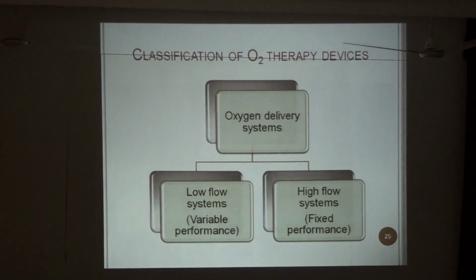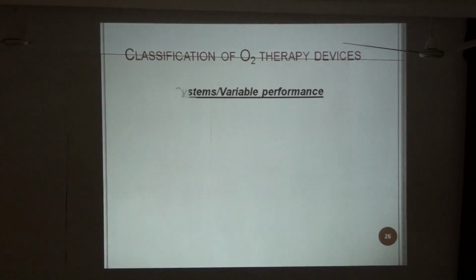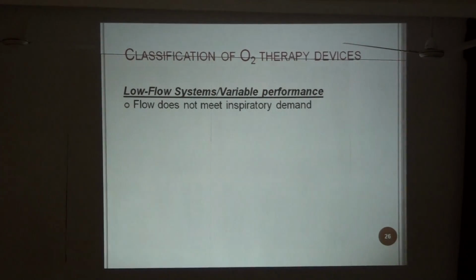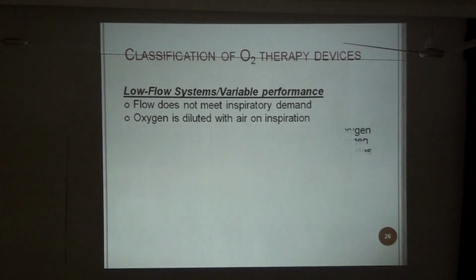Fixed performance system. Now, the low flow systems, or the variable performance systems, are those where the flow does not meet the inspiratory demand. When we inhale, there is an inspiratory flow to our respiratory system. That inspiratory flow, the demand, is not met in these low flow systems. Oxygen is diluted with air on inspiration.